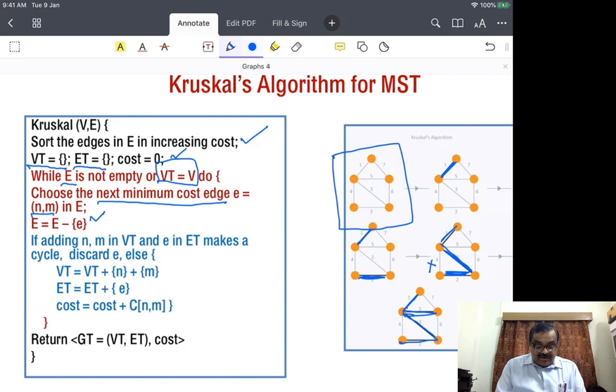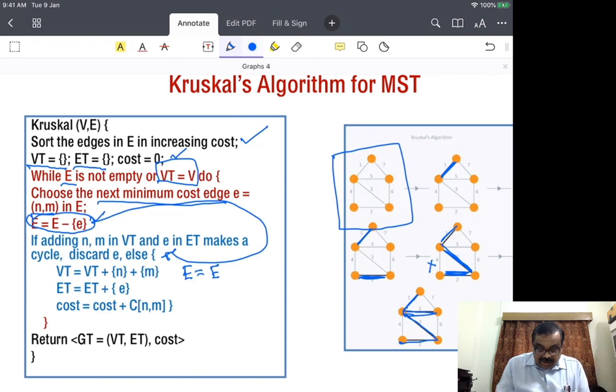If adding NM in E makes a cycle, discarding, so rather we could do, instead of adding it here, we could discard E and we could add it here. So what we could do is we could add it to E. Yeah, this is fine because we are removing E from the original edge set.